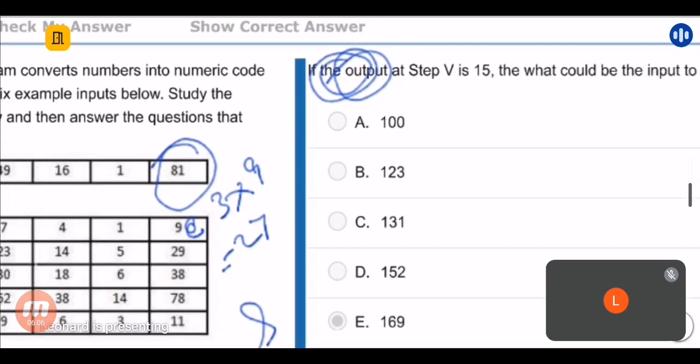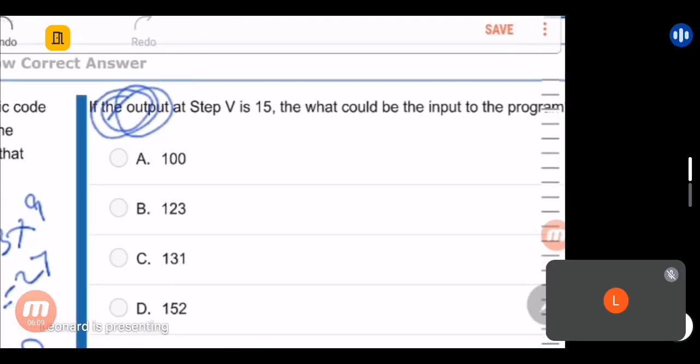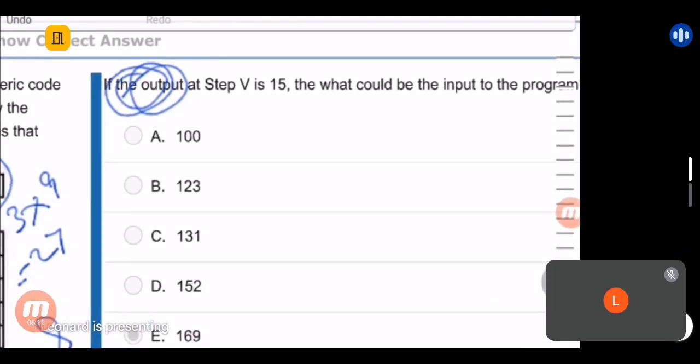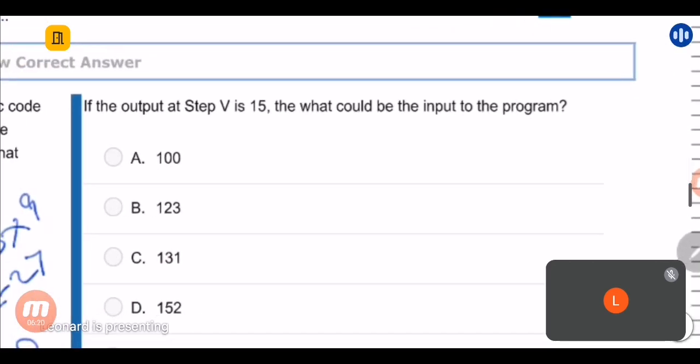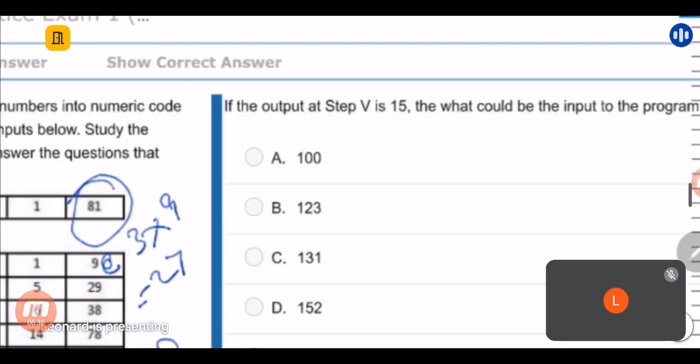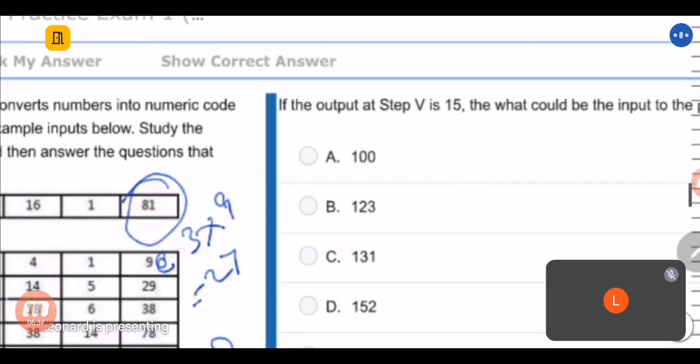Let's now start answering the question itself. So in trying to answer the question, we look at it again. What is the question that they're asking us? The question is, if the output at step B is 15, then what will be the input to the program? The output at step B, that is the last step, is 15.